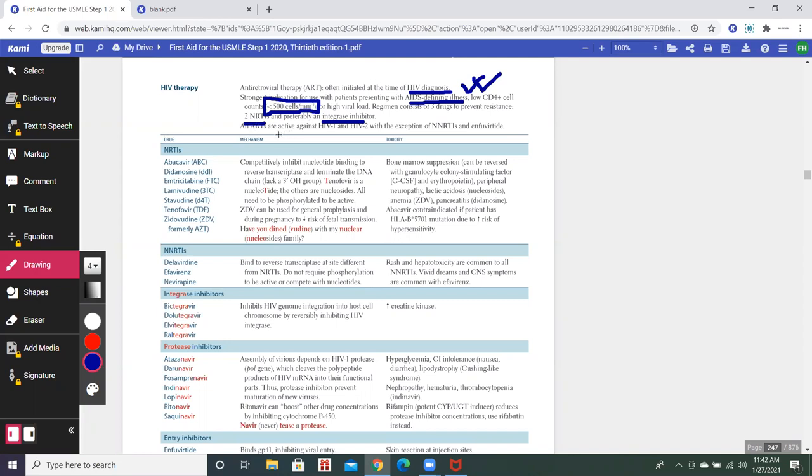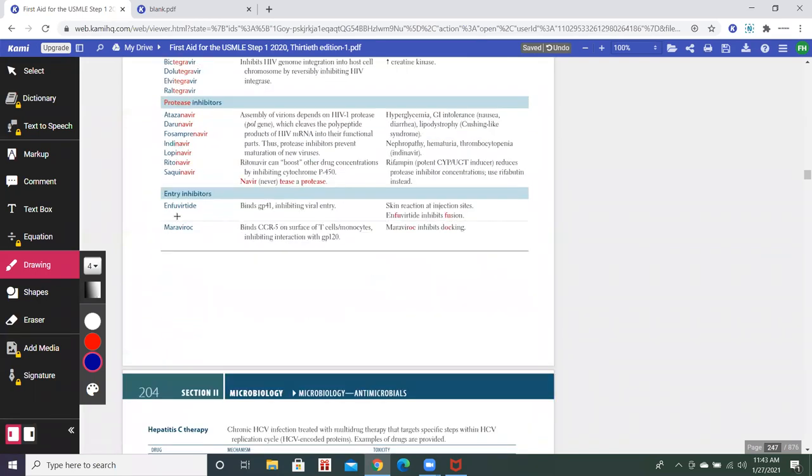All ART, antiretroviral therapies, are active against HIV 1 and 2, with the exceptions of non-nucleoside reverse transcriptase inhibitors and enfuvirtide. Enfuvirtide is not active against HIV 1 and 2, okay? They have to be prescribed with another drug. Now, let's talk about nucleoside reverse transcriptase inhibitors, okay?